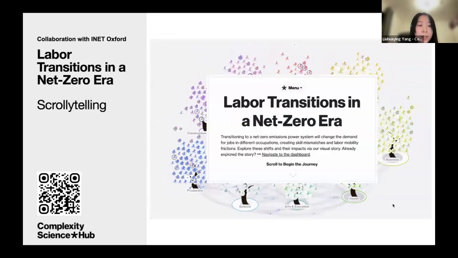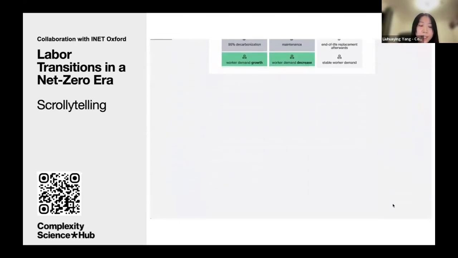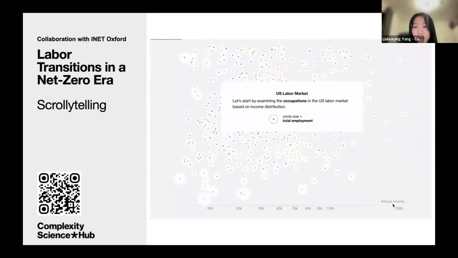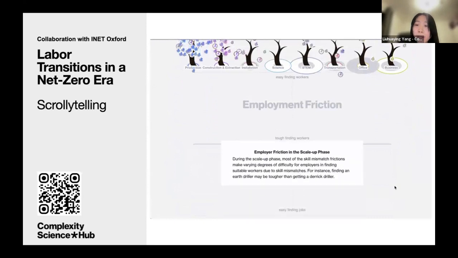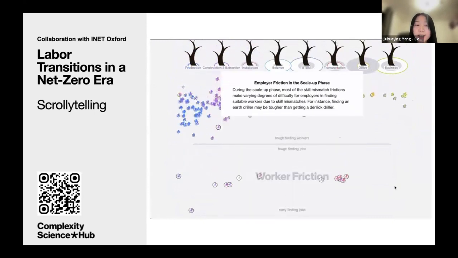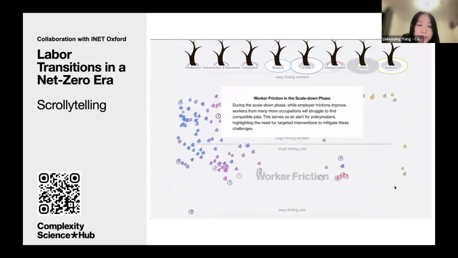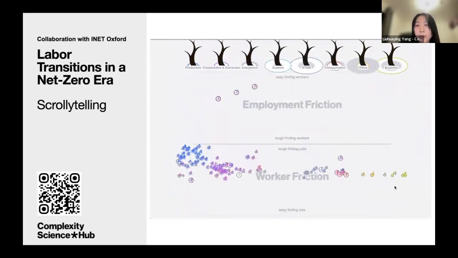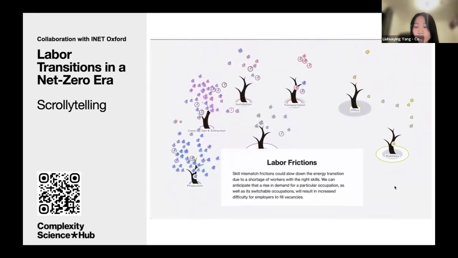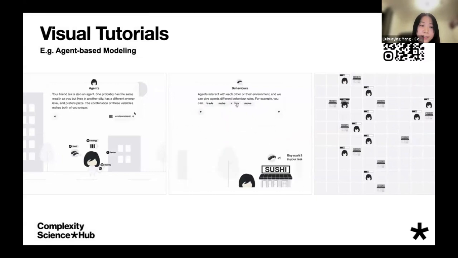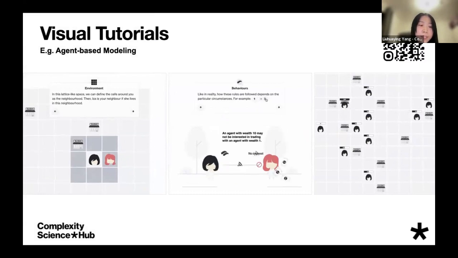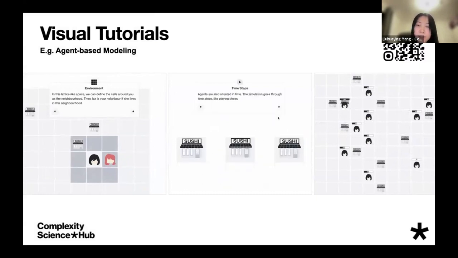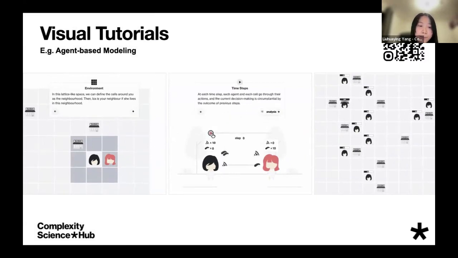We also create storytelling to work through some key insights from this research, including the analysis of labor market frictions, and make sure that our research results are not just displayed, but also explained. We also create educational visual tutorials. For example, this one is for agent-based modeling. We want to help people understand or even learn those methods from these visualizations.